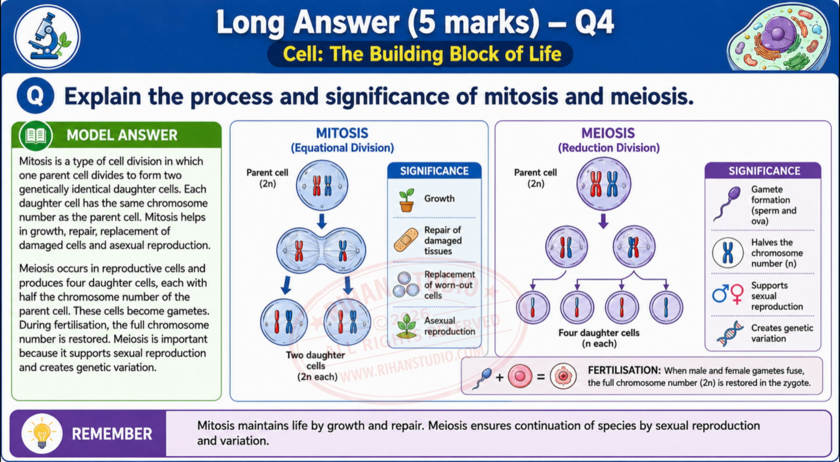Meiosis occurs in reproductive cells and produces 4 daughter cells, each with half the chromosome number of the parent cell. These cells become gametes. During fertilization, the full chromosome number is restored. Meiosis is important because it supports sexual reproduction and creates genetic variation.